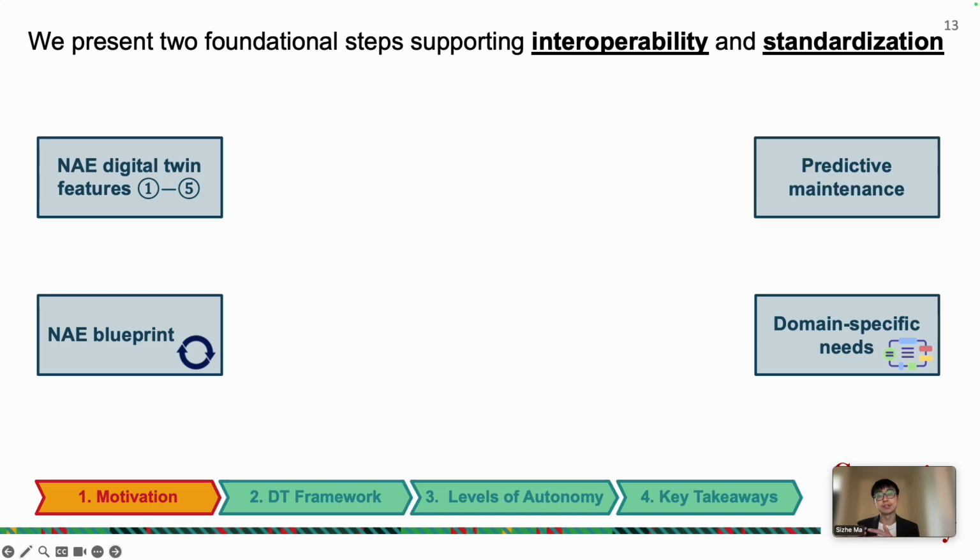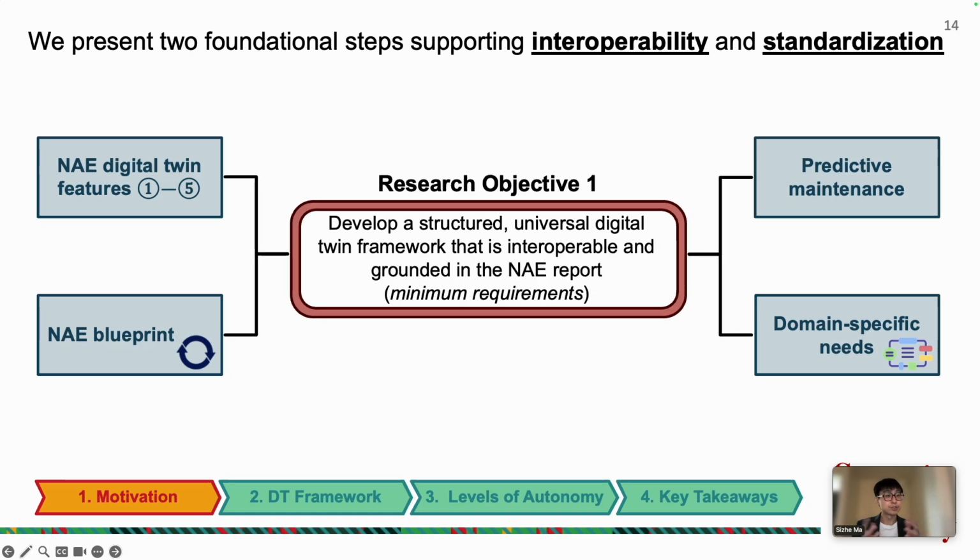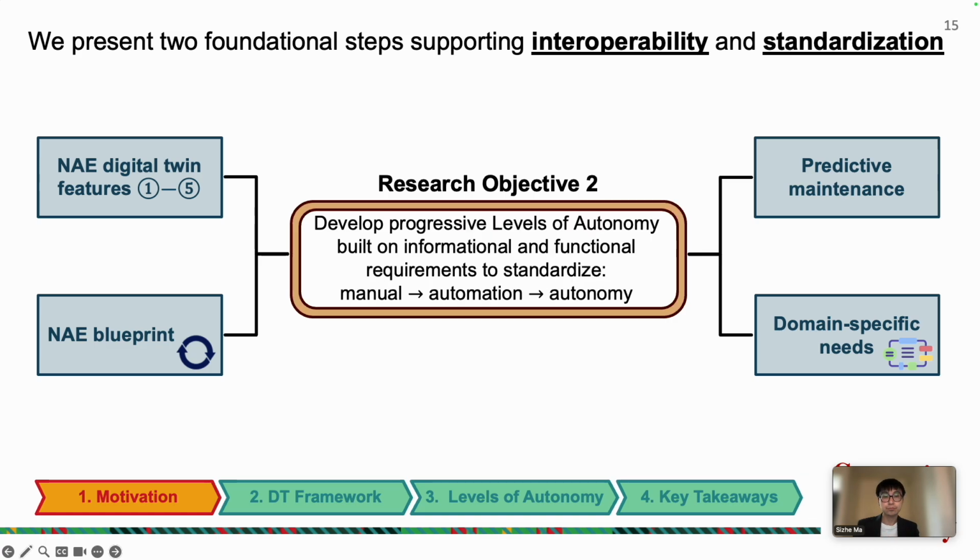And on the left, we have these existing standardization efforts for digital twin. And on the right-hand side, we have these existing standardization efforts for predictive maintenance. So our first step, related to our first research objective, aims to advance the foundational elements in the NAE report to a more implementable digital twin framework that supports consistent development, deployment, and evolution. Once the first step is done, we'll move towards our second step, which is to develop progressive levels of autonomy, starting from manual through automation and all the way to final autonomy.